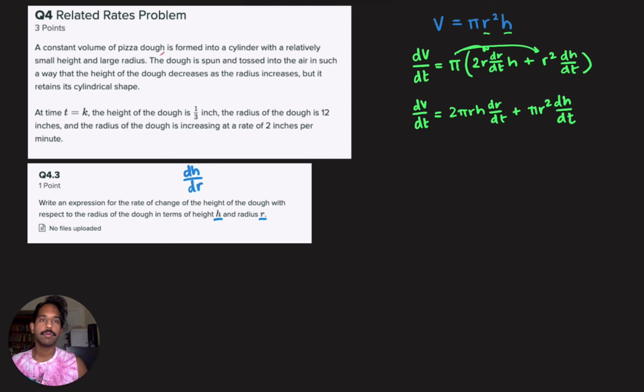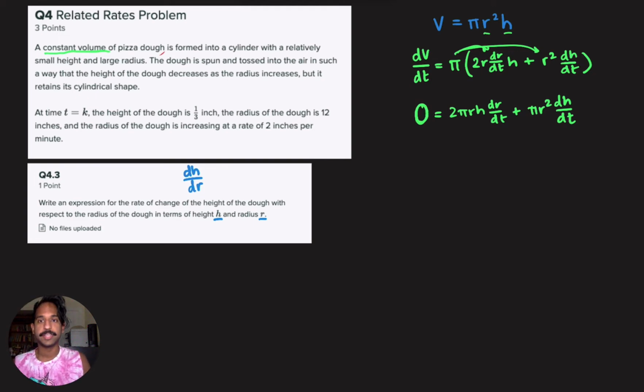Alrighty. Now, what do we do? Well, I want to get dh/dr, but I don't see that yet. First, let's get rid of something that I know I can get rid of, which is this dV/dt. Why? Well, the question tells us that we have a constant volume of pizza dough. So that means if the volume is constant, dV/dt is 0, because if it's constant, it's not changing. There's no rate of change of the volume. And so I'm going to replace this with a 0.